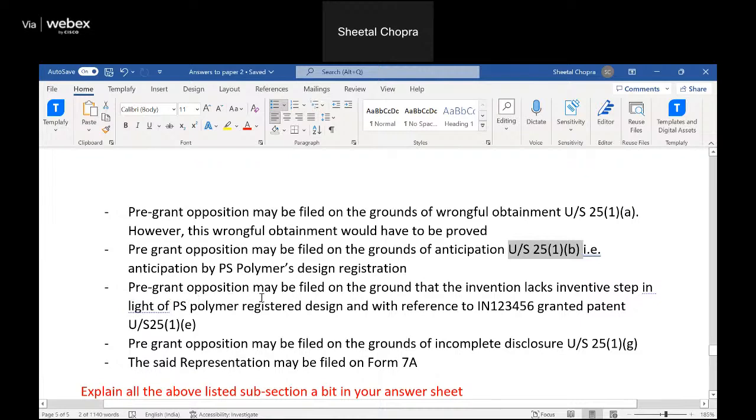PS Polymer can also file a pre-grant opposition on another ground against the grant of the patent, on the basis of lack of inventive step. So for inventive step, there is mosaicing that has to happen.